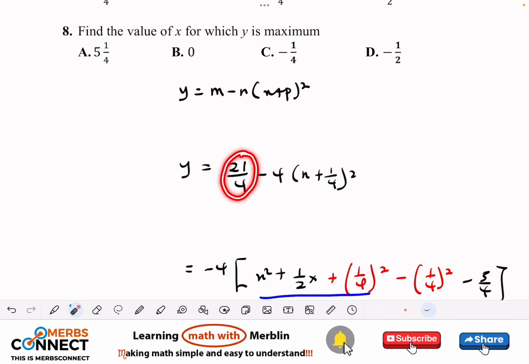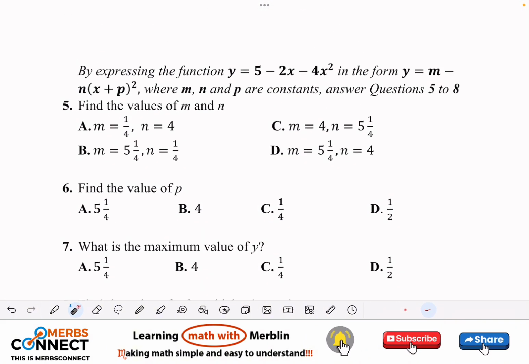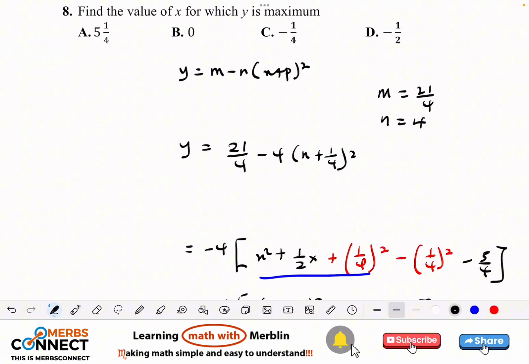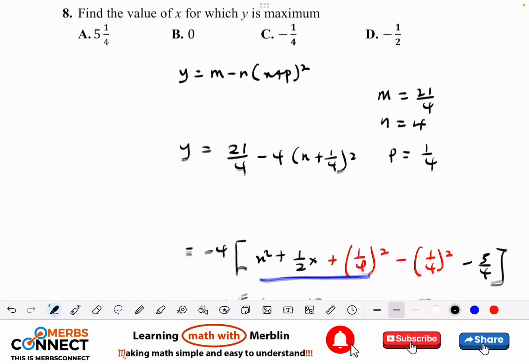I can see that m is equal to this here. So automatically I know that my m is equal to 21 over 4. I can see that my n is here because this is minus, this is also minus. So my n will be equal to 4. Then what is my p? Oh, good. This is plus. This is also plus. Let me check the form, whether it's supposed to be plus there. Yeah, it is plus there. So p is equal to 1 over 4.